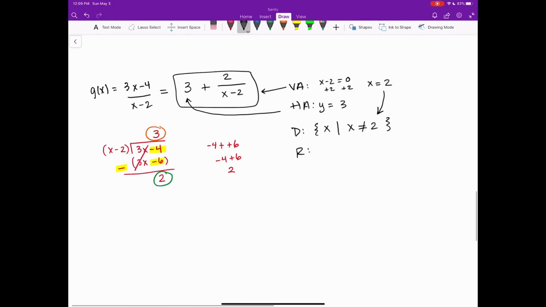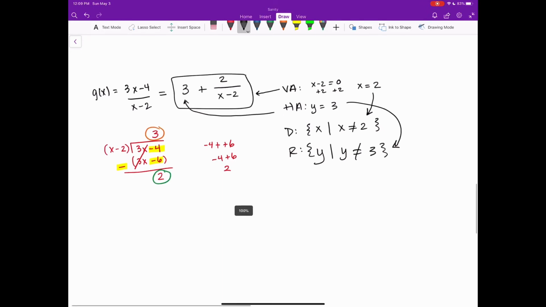It can't cross or meet that invisible line. We're just going to be throwing out that value of 2 in our domain. Our range, same thing with our y's, so it's the set of all y's such that y is not equal to 3. Again, I get that just from my horizontal asymptote. All right, let's do one more.